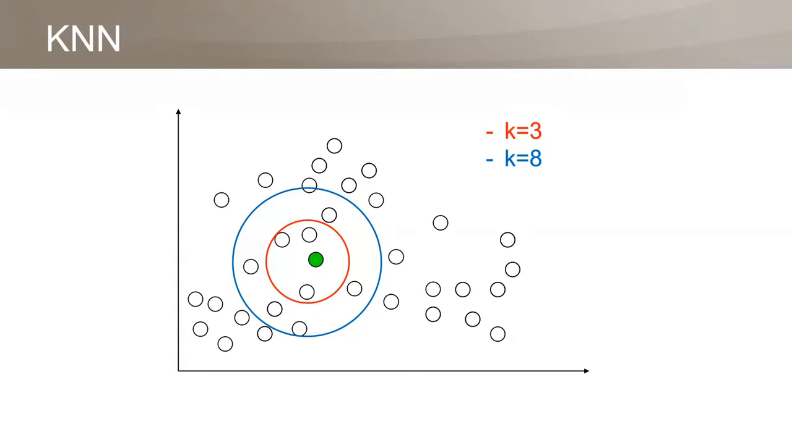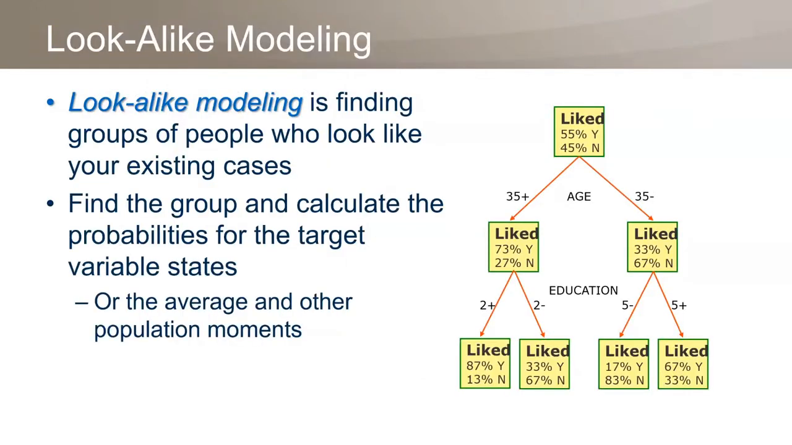Now we have two algorithms, decision trees and k nearest neighbor. So how does it work in a lookalike model? In a lookalike model, you try to find a group of customers, people who look like your existing cases. So you simply calculate the probabilities for the target variable for a specific state. You select this subgroup, and then you calculate the probabilities of the target variable, and you define this as the prediction for this new case.